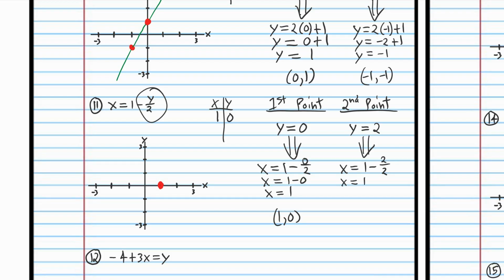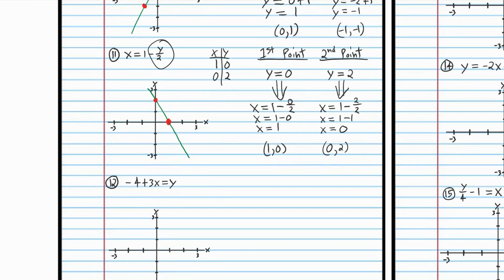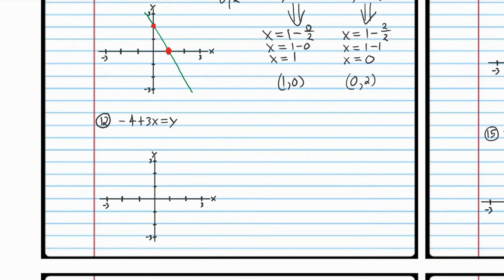And 2 divided by 2 is 1, and 1 minus 1 is 0. So if y is 2, then x is 0. All right, 0, 2 would be here, and connect those dots. And there you go. So we'll do maybe one more of these before you try one on your own.